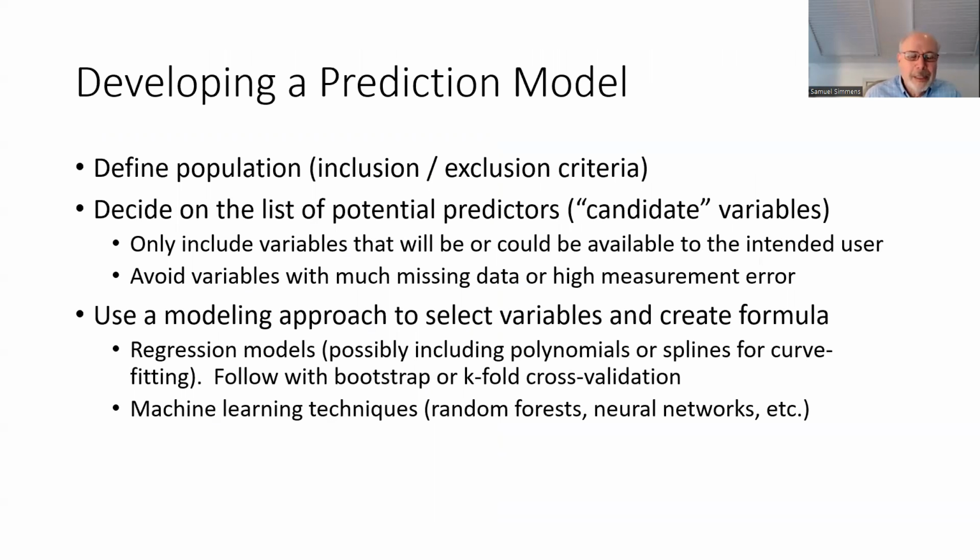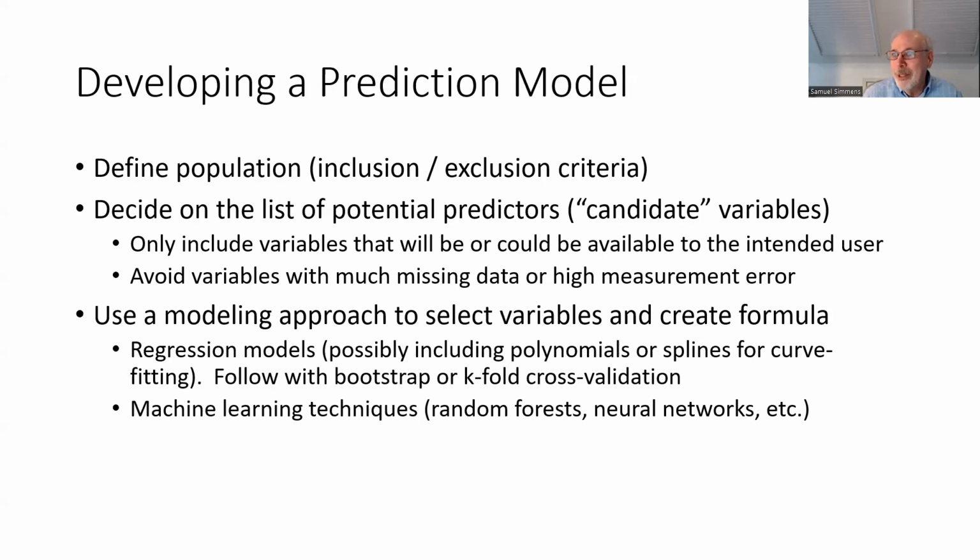There's no point in putting into the models variables that are not very useful, either because your intended user is just not going to have that available to them in an electronic health record, or it's a junky variable, technical term, because it's full of missing data and measurement error, and it's been incorrectly recorded for half the patients. Forget it. Don't use that. Pick variables that you think might be useful and helpful.